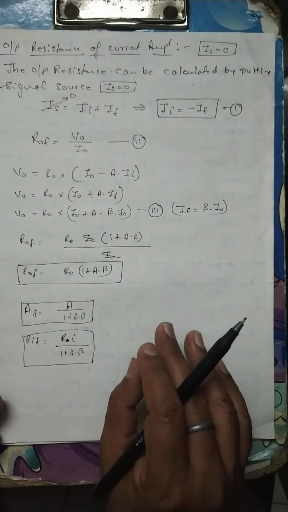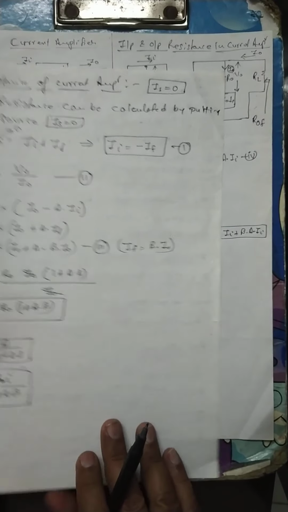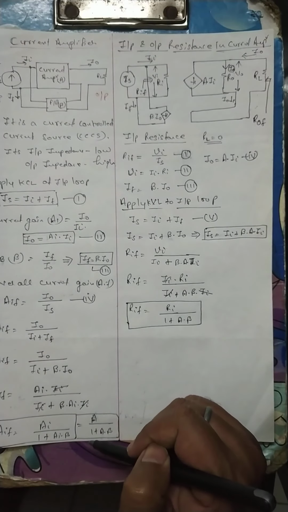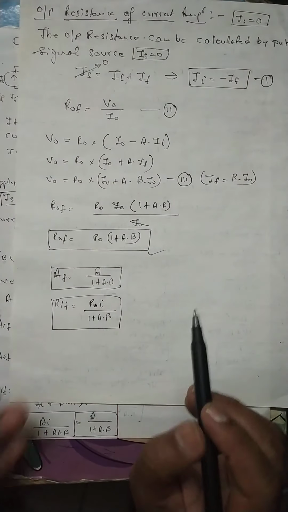So I am quite sure that this derivation on the current amplifier will be quite clear to you, how the feedback current gain has been analyzed, and how the input resistance and output resistance have been derived.